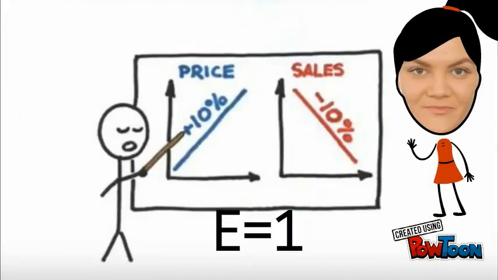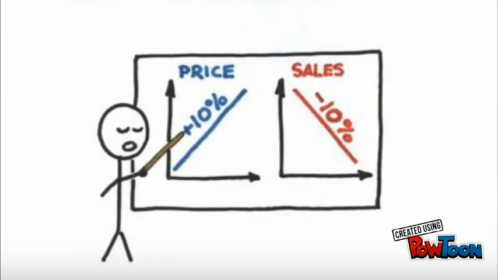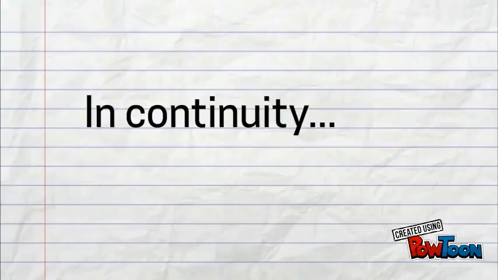Furthermore, the last model is unit elastic. In this case, the product is said to have unitary elasticity. Small changes in the price do not affect the total revenue. However, both price and demand either increase or decrease by the same amount.